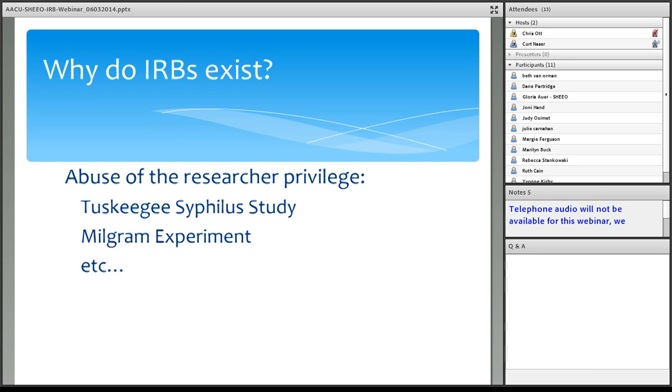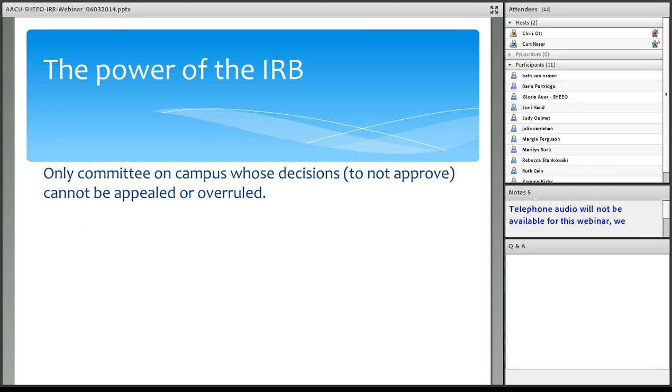But on the other hand, that very power has led to some mission creep with IRBs, and people tend not to question decisions of IRBs and so forth. And that's too bad, because IRBs haven't always respected the limits of their authority. So anyway, this idea that their decisions cannot be overruled is in the regulations.